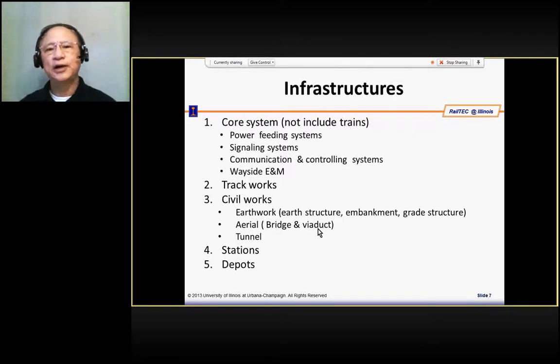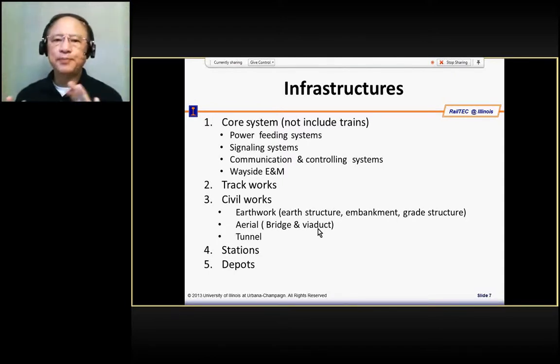Now let's look at what we need to construct. What are the objects you have to construct? Let's look at the infrastructure side. What is the infrastructure you have to construct in order to make a high-speed rail system a system?